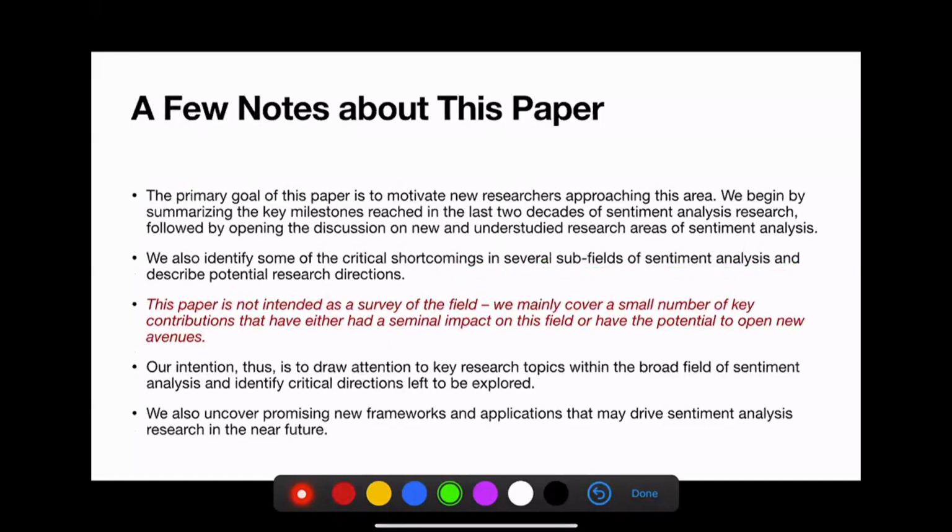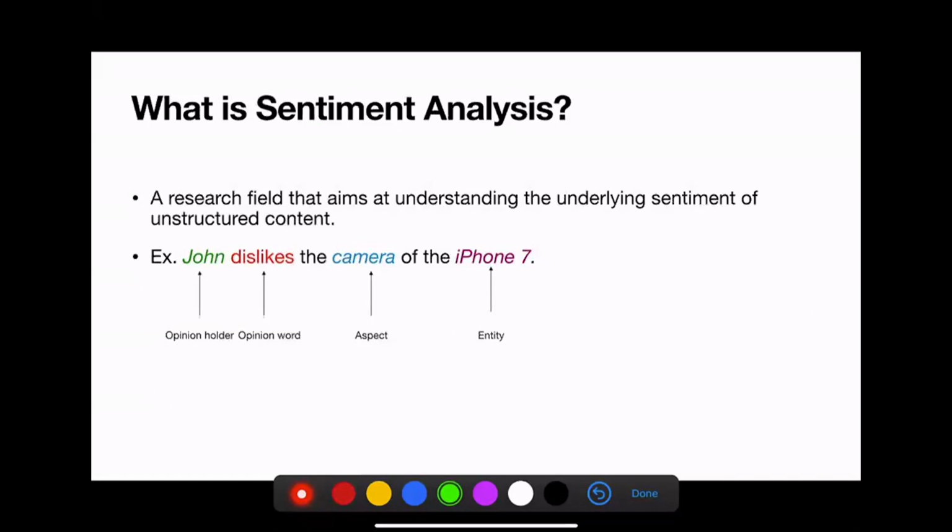So just to reiterate, our main intention through this work is to draw attention to key research topics within the broad field of sentiment analysis and identify critical directions which are under-explored or unexplored till now. Okay, so what is sentiment analysis? Let's quickly move to the definition. Basically, if you have unstructured content, you try to understand the underlying sentiment of that.